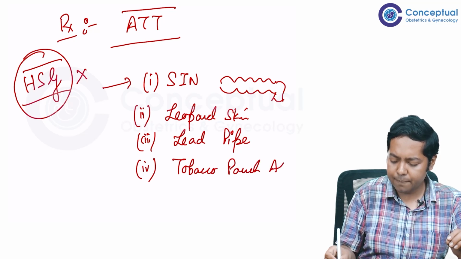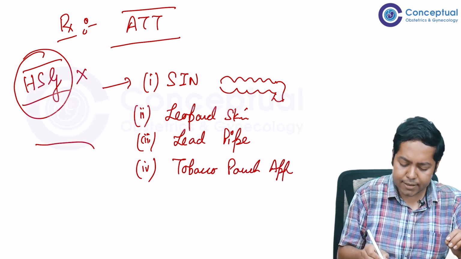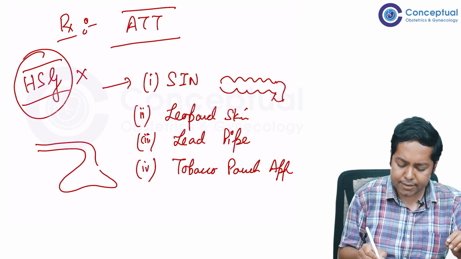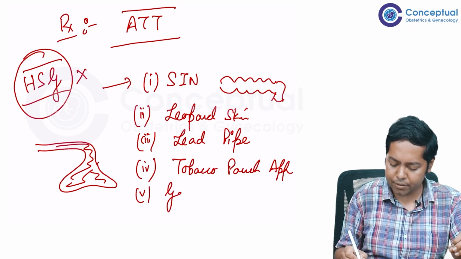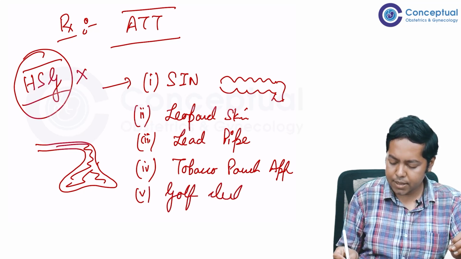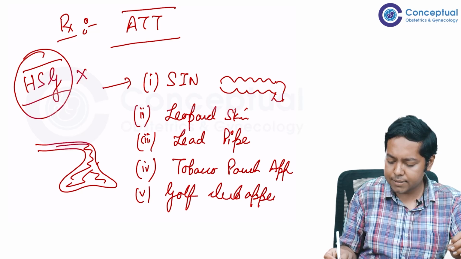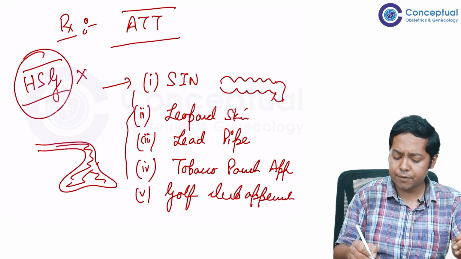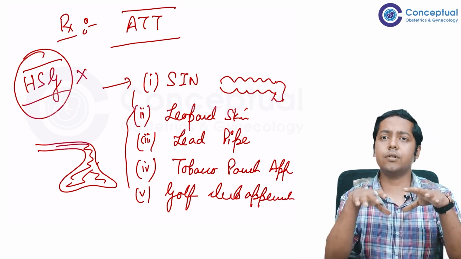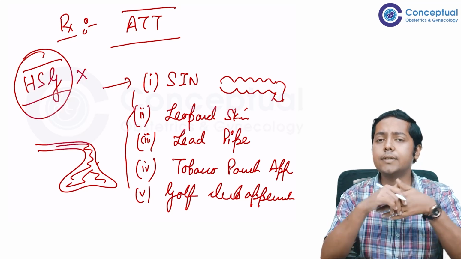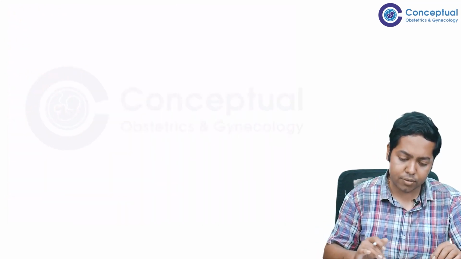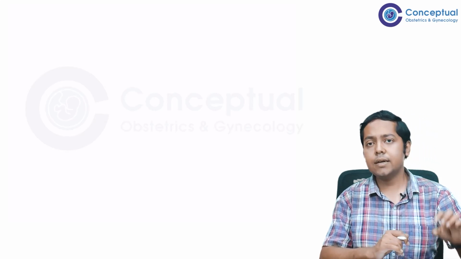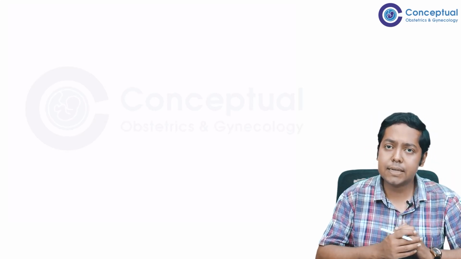So what actually happens in tobacco pouch appearance? The distal part of the tube has beads like this. It will be a pouch-like appearance. So tobacco pouch appearance, golf club appearance. Okay, golf club appearance. So these are some of the appearances which are found in patients who have undergone HSG for other reasons or infertility, and you have found out to have genital tuberculosis. Okay, so these are the important findings which we see in genital tuberculosis.